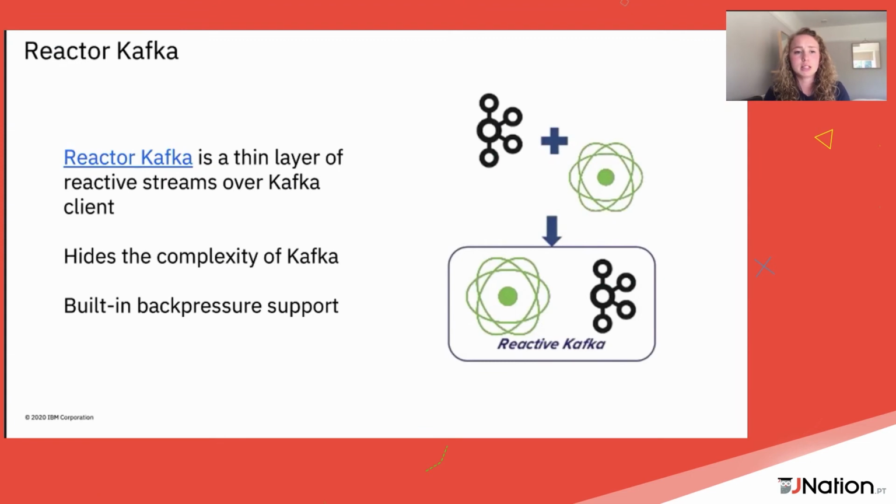So you've got Reactive Kafka. Reactive Kafka, like most of these, is essentially just a thin layer over the Kafka client using reactive streams. As I said, they help to hide the complexity of Kafka, and Reactive Kafka helps to add back pressure support too. This is based off the Spring project. So if you're already using Spring in your applications, this might be a great framework for you to start looking at because it fits really nicely with their architecture style already.